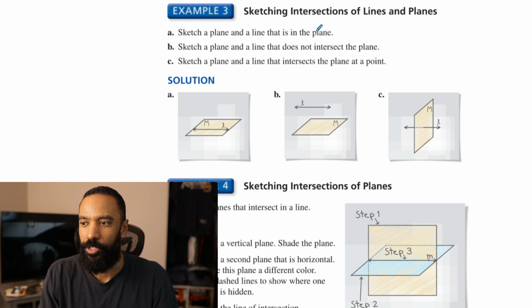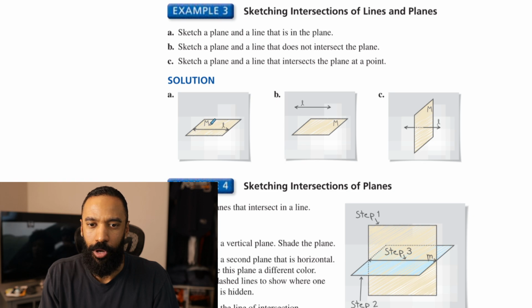Oh, I thought they were teaching you how to do it. Okay, sketch a plane and a line that's in the plane. Boom, so here's that plane there. Boom, and draw on that line.